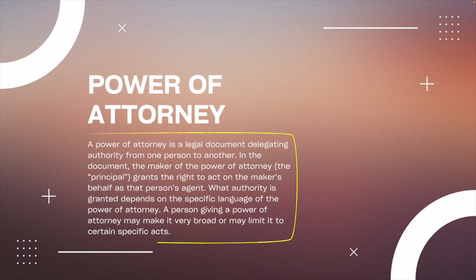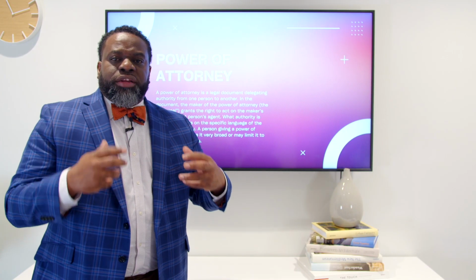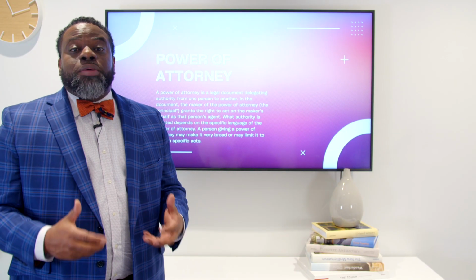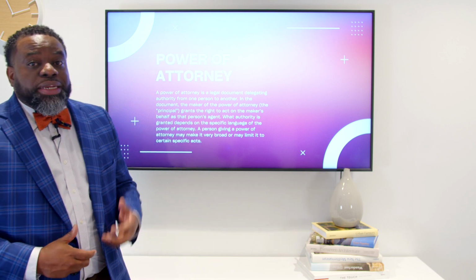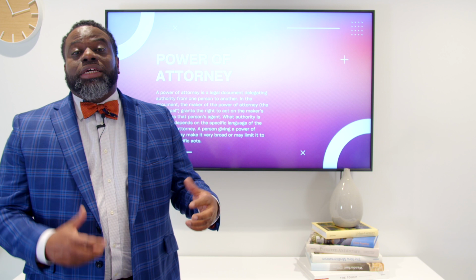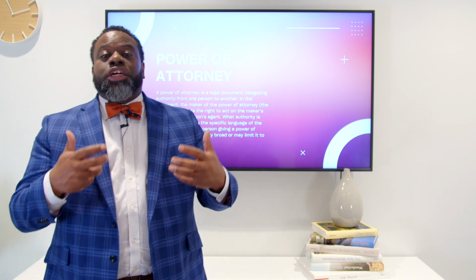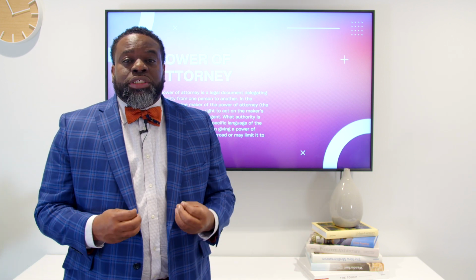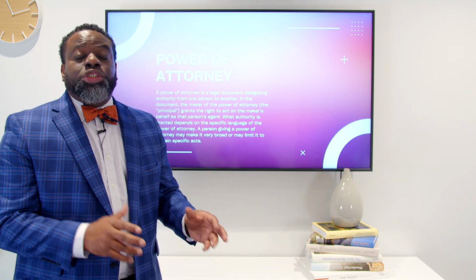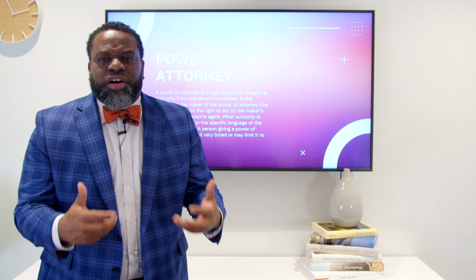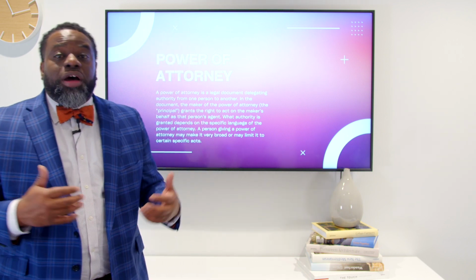So let me explain that just a little bit more. The person or individual that creates the power of attorney or signs the power of attorney, that person is called the principal. They're going to be designating somebody else. Oftentimes it's a family member. It may be a spouse. It may be a child. It may be a trusted individual. That person is called an agent. The agent is authorized to do specific acts on behalf of the principal. Those acts are going to be outlined in the power of attorney itself.